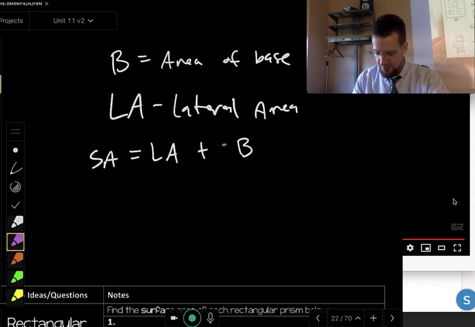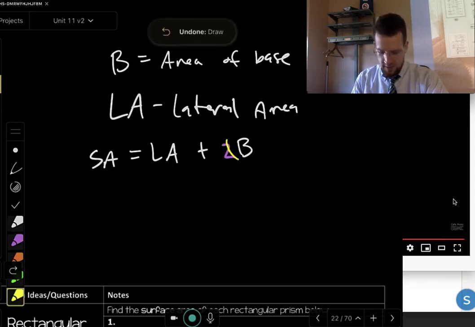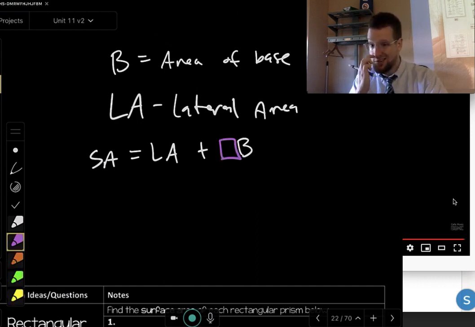Sometimes there's two bases, sometimes there's only one. So it's just going to be that. This is just our general formula. It's however many bases there are. If there's one, then it's just the area of the base. If there's two, then it's 2 times the area of the base. But that's just the general formula.